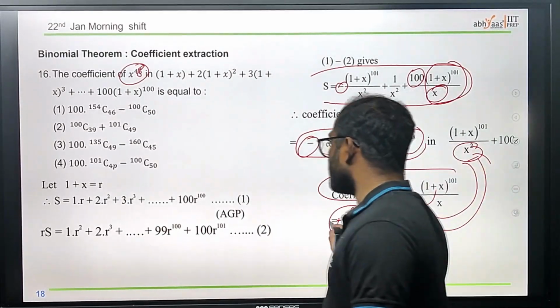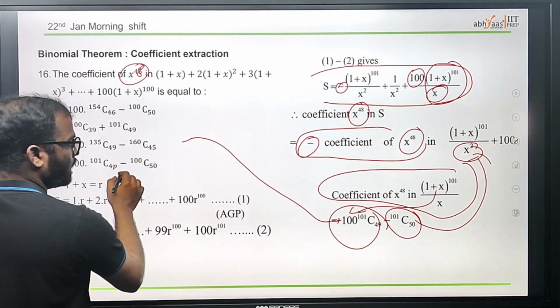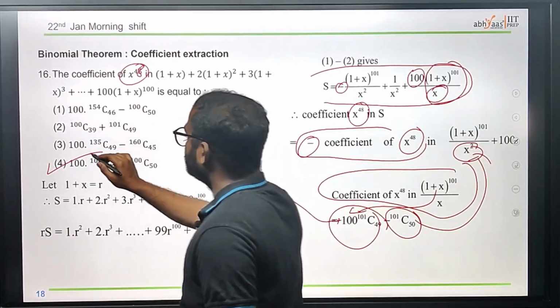Therefore we got the answer, which is this one, 101 40. Fourth is the answer. I hope you understood. This is our answer.